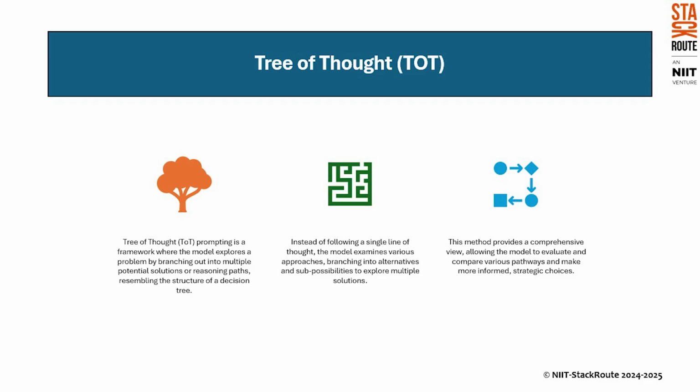This is a powerful framework where the model tackles a problem by exploring multiple possible solutions, a bit like branching out into a decision tree. So what does TOT actually do? Instead of following one single line of reasoning, TOT allows the model to examine various approaches and possible solutions at the same time. It branches out into different directions, exploring alternatives and sub-possibilities, and gives the model a comprehensive view of the problem. This enables it to evaluate and compare these pathways and, ultimately, make more strategic, well-informed choices.